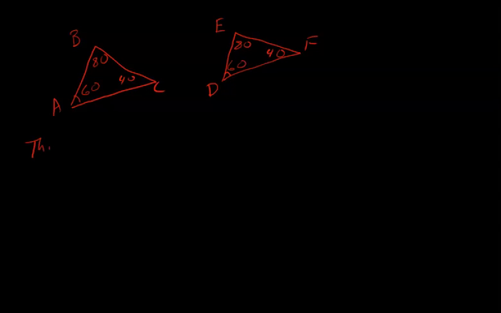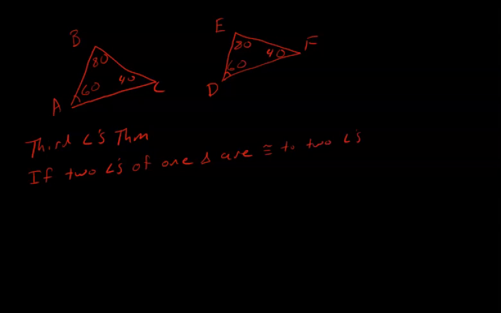This is the third angles theorem, which says if two angles of one triangle are congruent to two angles in a second triangle, then the third angles are congruent.